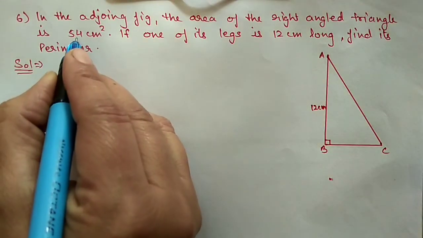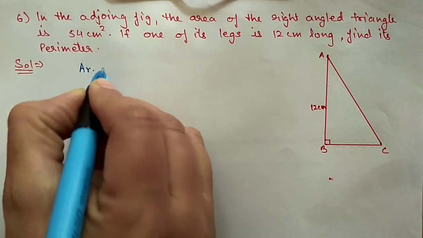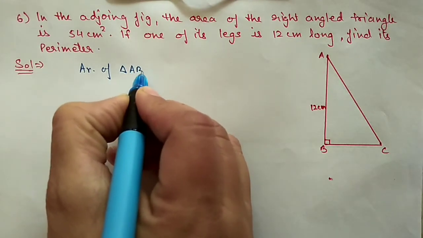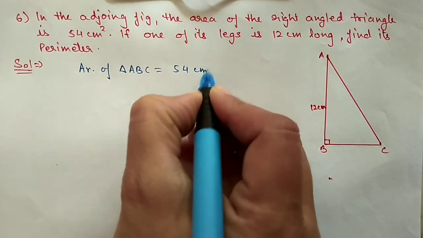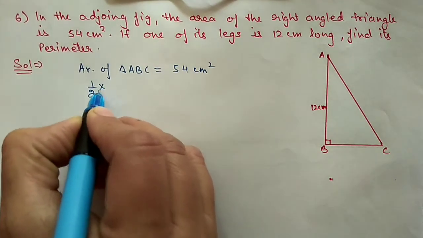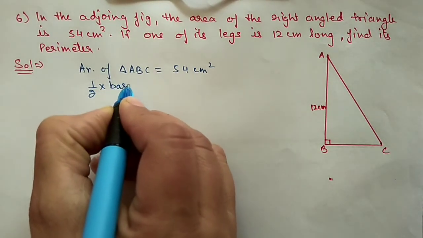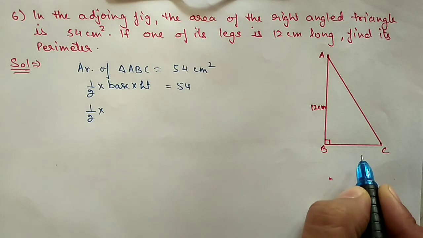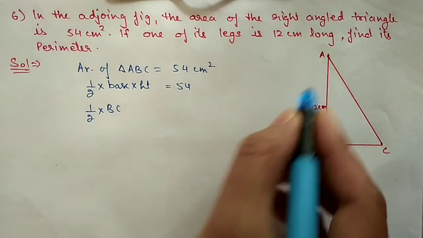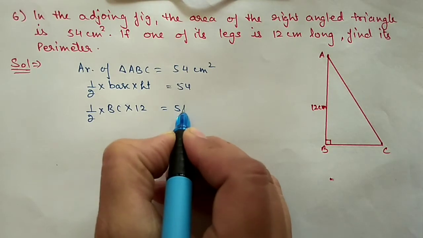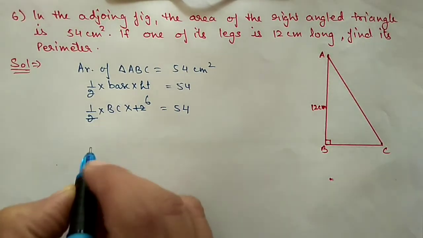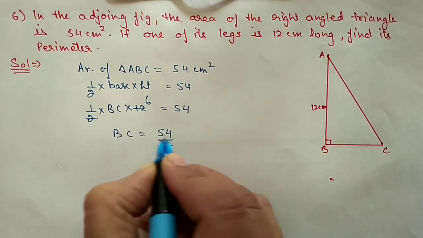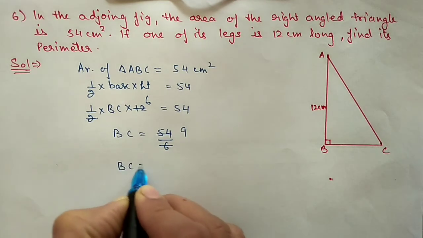So the area is given for this triangle. We will start from this point only. Area of the triangle, you can name this triangle ABC, is equal to 54 centimeter square, and the area formula is half base into height. So the base BC we have to find out, we don't know, and the height is given, 12 centimeter, which is equal to 54. 2 sixes we can cancel with 12, and this 6 we can shift to the other side. So the BC value will be 54 by 6, equal to 9 centimeter.